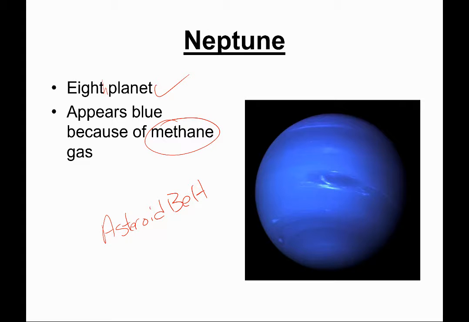Next, in a couple of days, we're going to look at the formation of the solar system, and then the life cycle of a star like our sun, and the life cycles of other stars that might be bigger or smaller than our sun. All right, guys, I believe that is it for now.